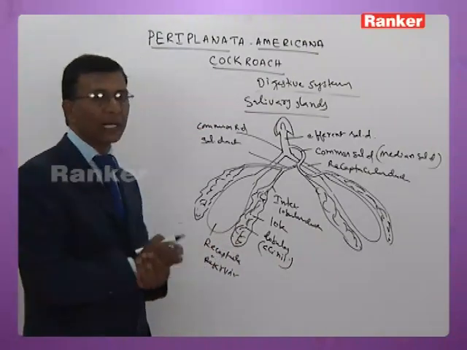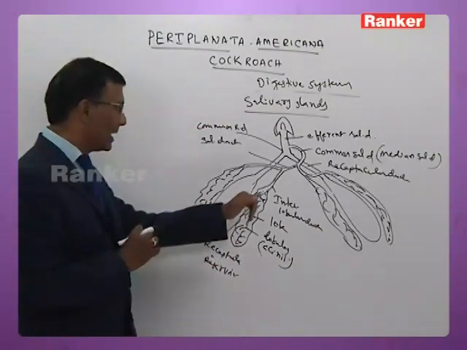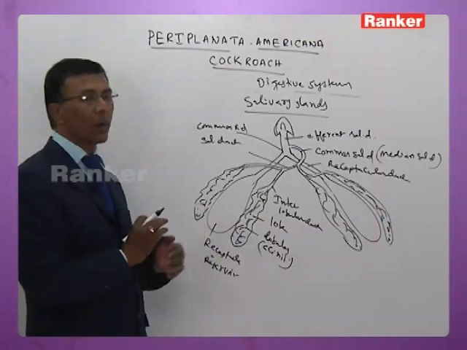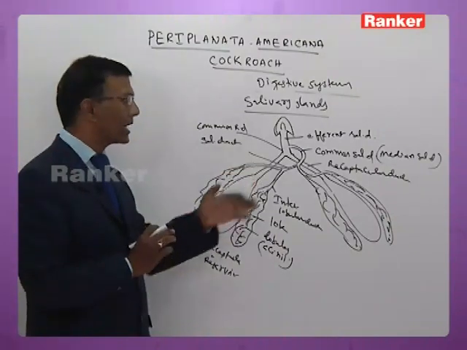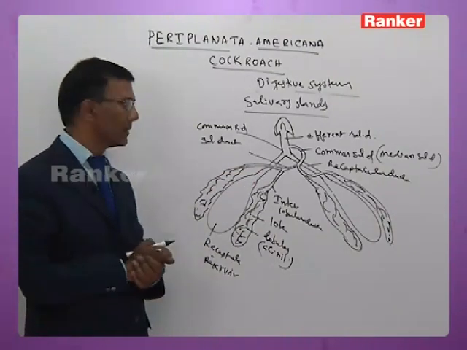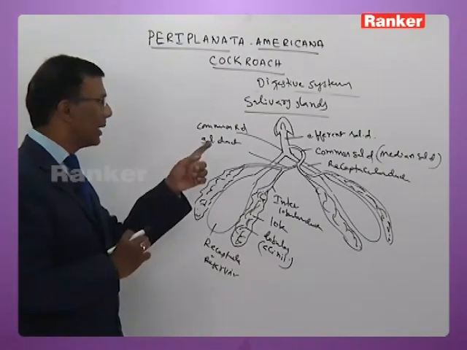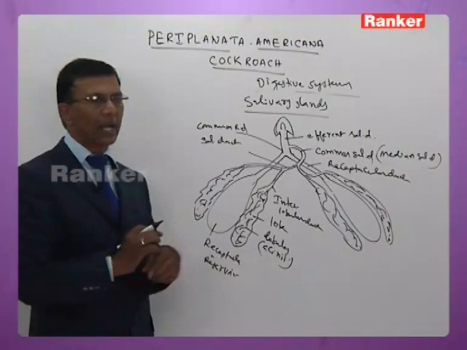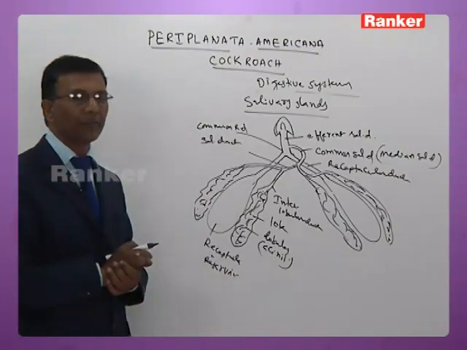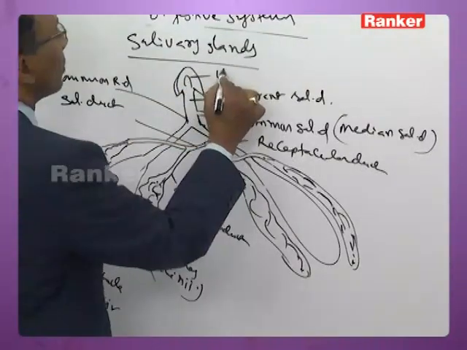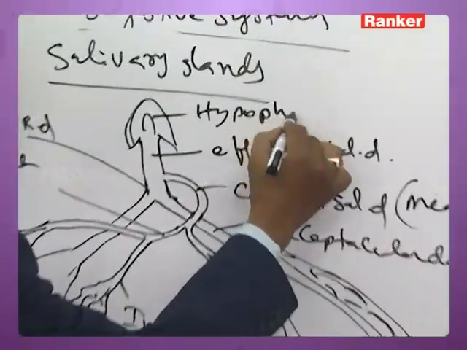So, with regard to the organization of the salivary glands, two interlobular ducts unite to form the salivary duct. Two salivary ducts unite to form the common salivary duct, or median salivary duct. The median salivary duct unites with the common receptacular duct to form the efferent salivary duct. The efferent salivary duct opens into the hypopharynx.